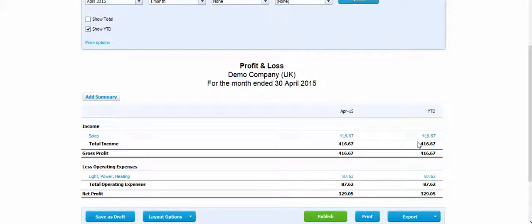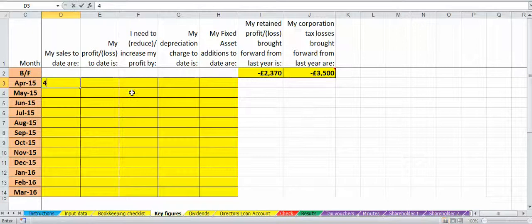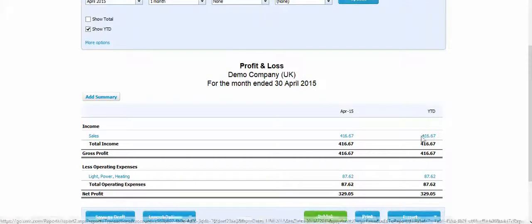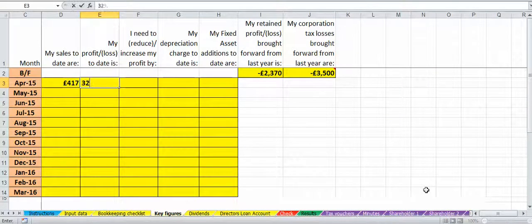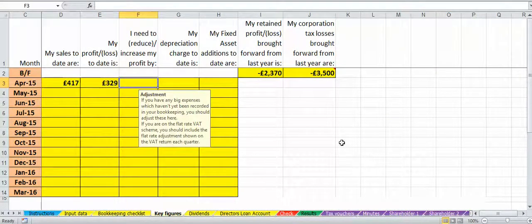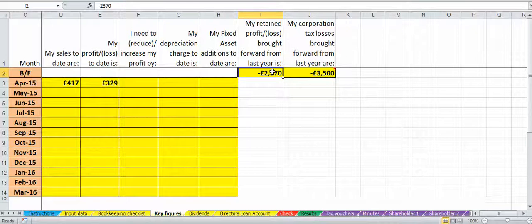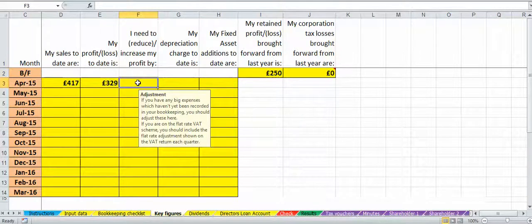Our sales to date are 416.67, which is that figure there, and our profit to date is 329.05. Now, at the moment, we haven't offset that loss, so we wouldn't be able to declare a dividend. And until such time as that figure there is greater than 2,370, we won't have enough profit to declare a dividend. Let's just put that retained profits down to a little positive, and let's just take the corporation tax losses out. So it's a little bit more like it probably is in your accounts.